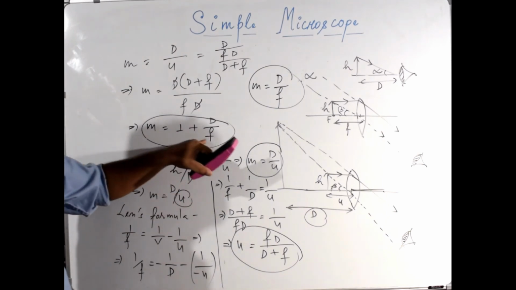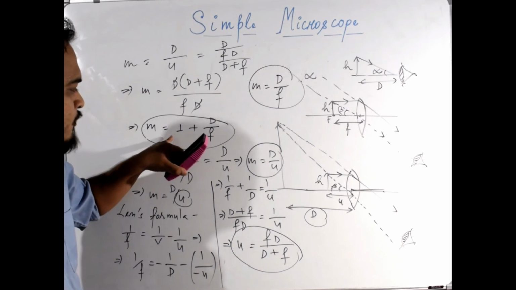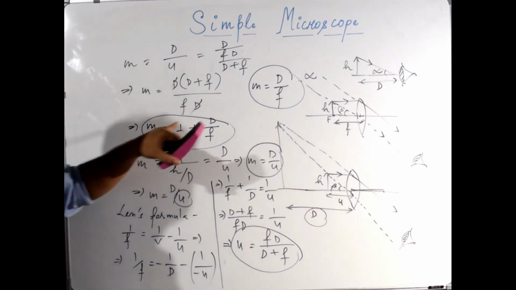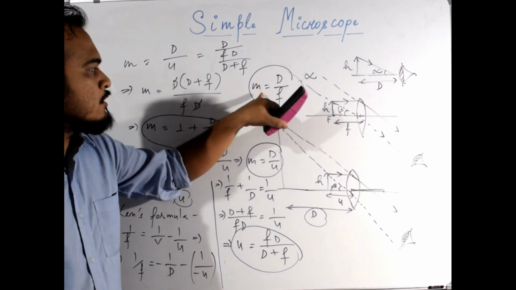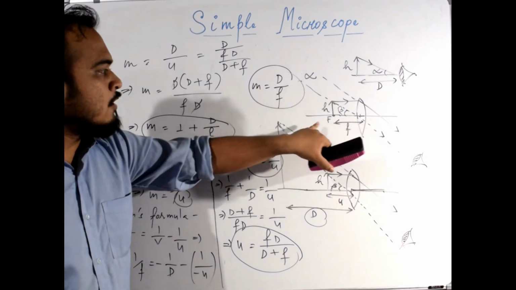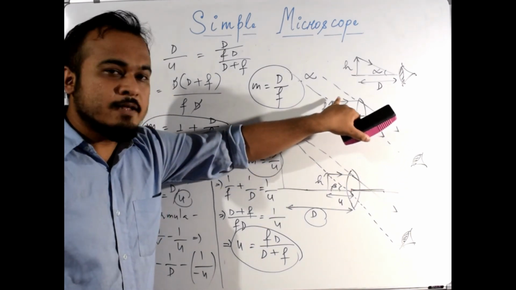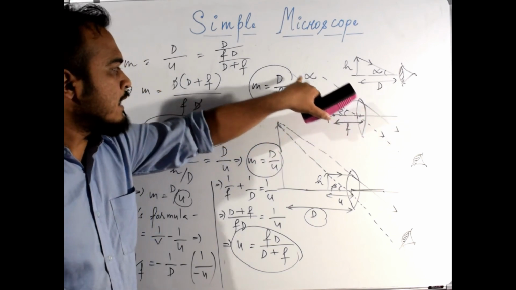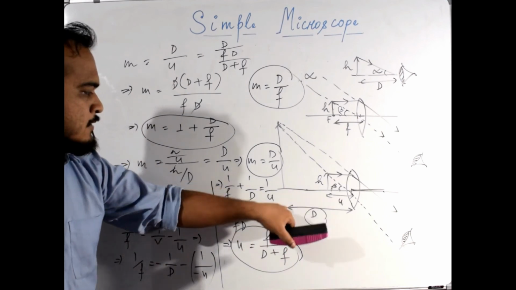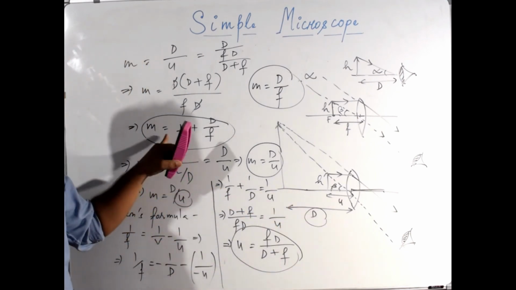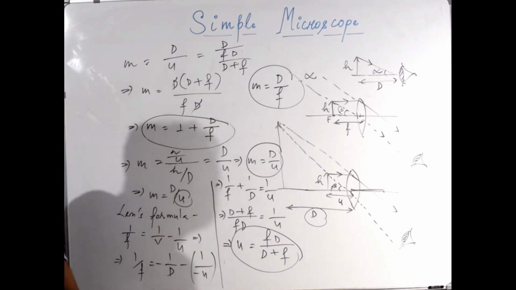So there are two equations for angular magnification. When the image is formed at infinity, the angular magnification is given as m is equal to d divided by f. When the image is formed at the least distance of distinct vision, the angular magnification is given as m is equal to 1 plus d divided by f.